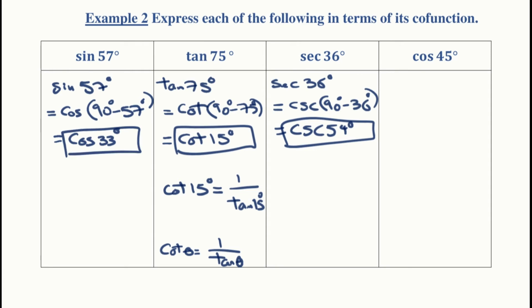Okay, so cosine of 45 degrees. Now I know that that should be the same as the sine of 90 minus 45, right? But notice that's actually going to be 45 as well. Now that's not accidental. That will become very clear for you very soon why that happens to be the case. So cosine of 45 and sine of 45 are equal.